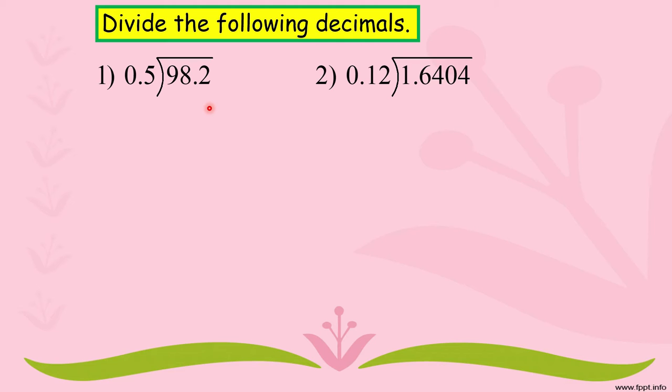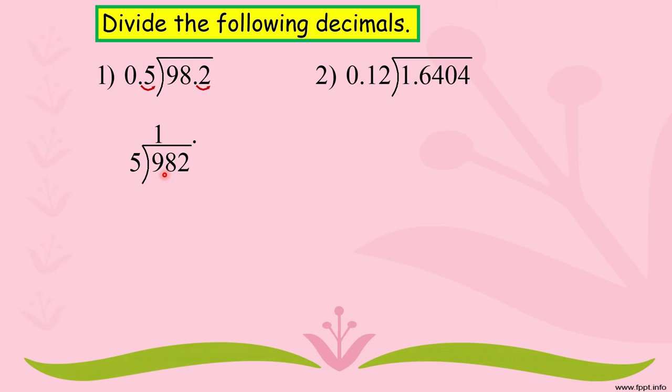Another example: 0.5 is our divisor. We're going to divide 98.2 by 0.5. So we have one decimal place. We need to move it to our right, and the same with our dividend. So we need to move one decimal place to our right. And then you need to bring up your decimal point now, so that is after 2. And then divide as a whole number.